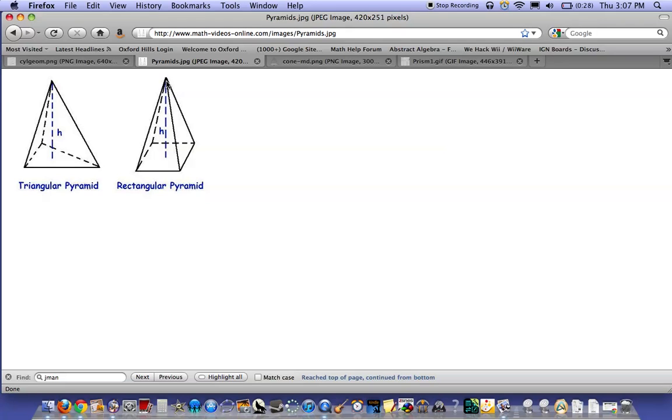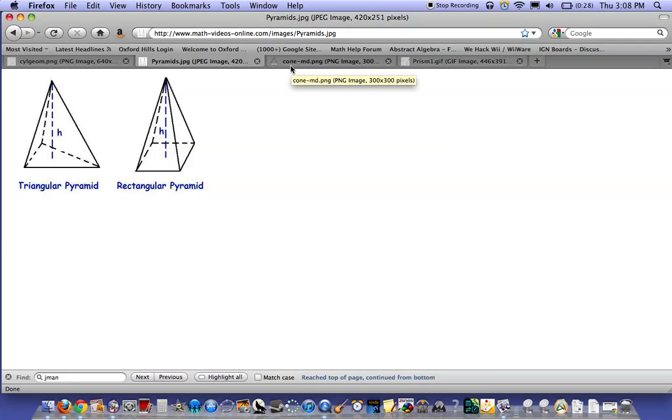But the difference is the pyramid only has one base instead of two. And you're going to find out when we get into volume of prisms and pyramids that the volume formulas for pyramids and prisms are very closely related to one another. But again, we'll get into that when we get into volume. So we have two other types of figures we're going to be dealing with.